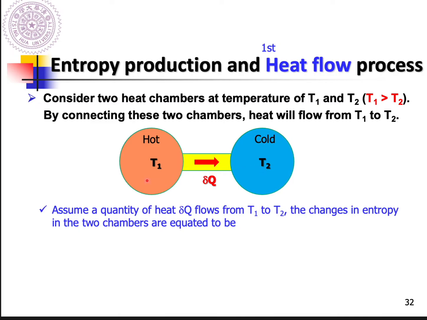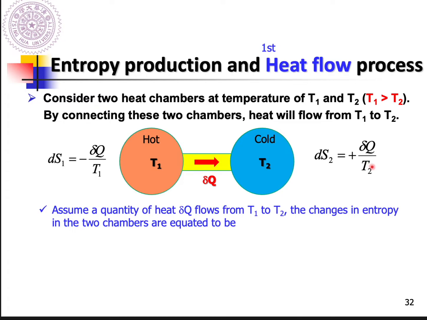The change in entropy production in the 2 chambers can be formulated as what? Based on the second law of thermodynamics, you can simply write down the entropy change in chamber 1 as minus delta Q over T1, right? It is minus because T1 loses delta Q. And for the T2 chamber, it gains delta Q, so it's plus delta Q over T2.